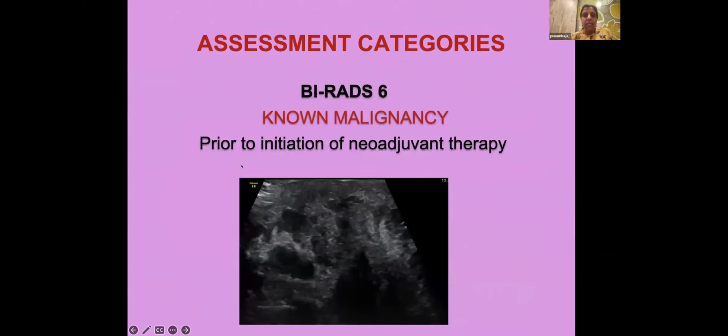BIRADS 6 is when there's a known malignancy and it's prior to initiation of neoadjuvant therapy. You have a large mass here, it's biopsy-proven carcinoma. You would like to put a clip here, you like to measure the mass at follow-up ultrasound, and after neoadjuvant chemotherapy, a lot of times these just melt away. You don't see them again, okay? And that clip will then guide you. You can do a wire localization of that clip and help your surgeon dissect around that region for breast conservation, okay? So this is how we work in breast imaging.